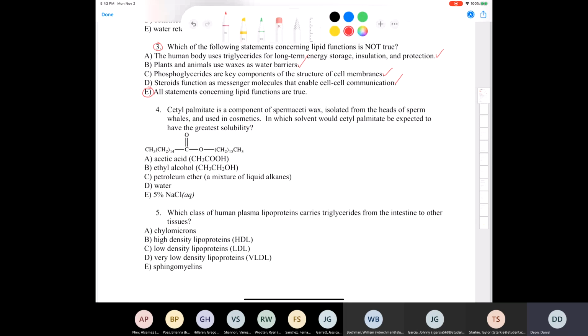Question number 4 says, cetyl palmitate is a component of spermaceti wax isolated from the heads of sperm whales and is used in cosmetics. In which solvent would you expect cetyl palmitate to have the greatest solubility? So here is the molecule in question, cetyl palmitate. Now, what's the functional group that you see in cetyl palmitate? Could anybody tell me what functional group we see there? Yeah, absolutely, right? There's an ester right here.